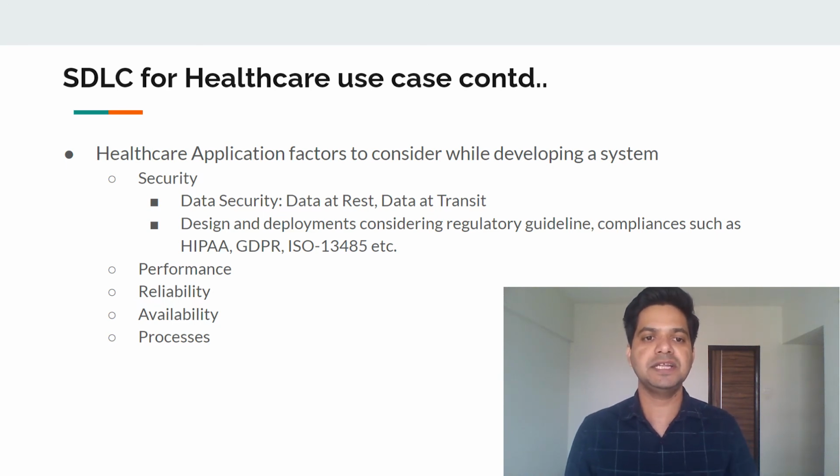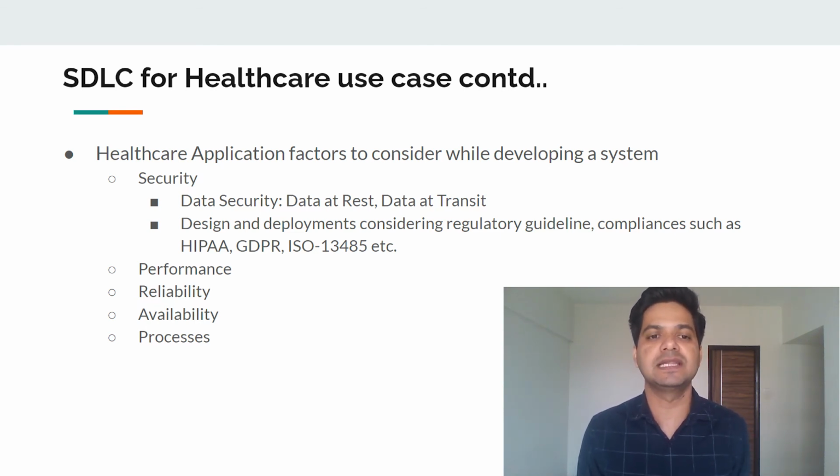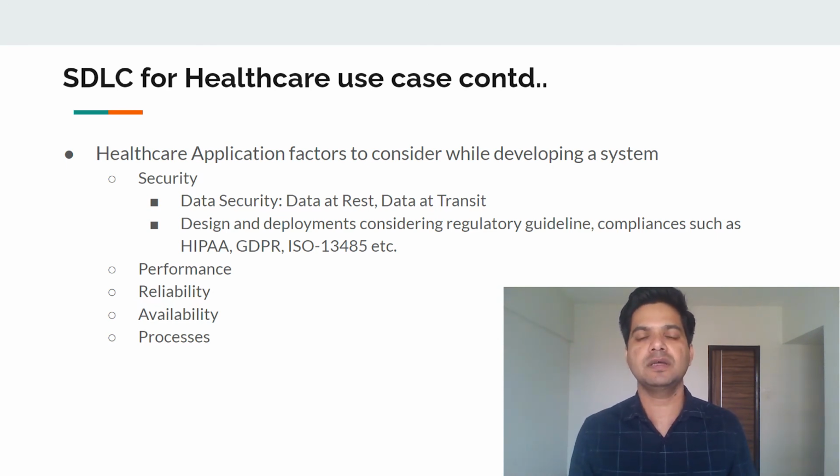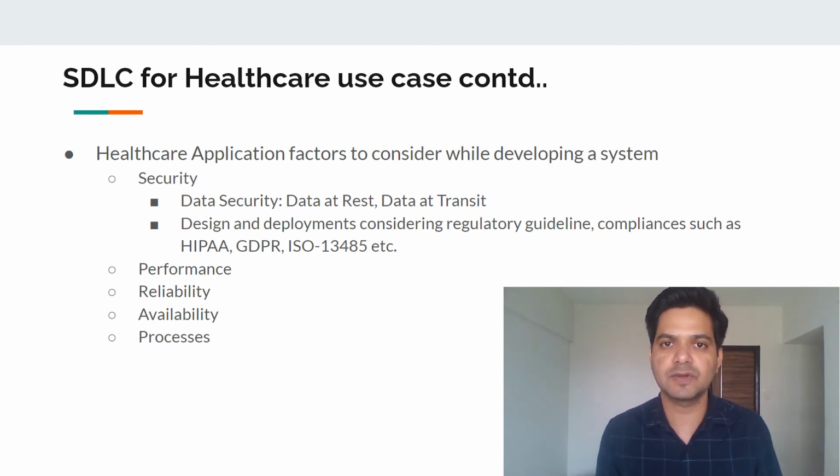Similarly, other additional factors are performance, reliability, and availability of that particular health application. Performance is definitely one of the important factors, where that application needs to perform all the time in the same fashion. The reliability means it should not vary the results or the output if the input is the same for that particular software application.